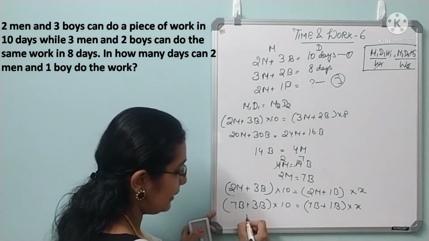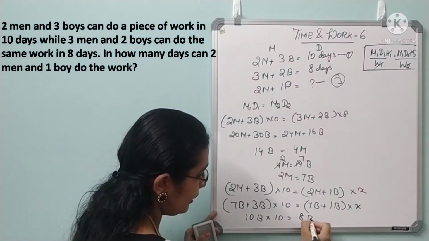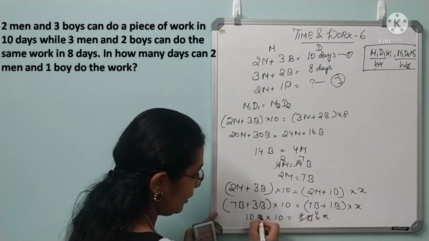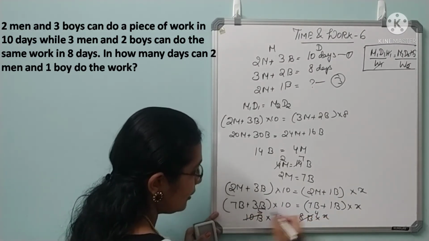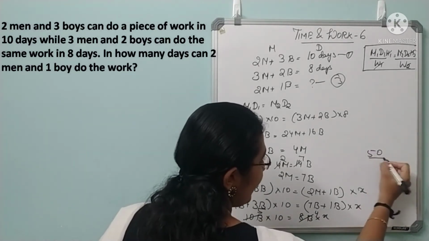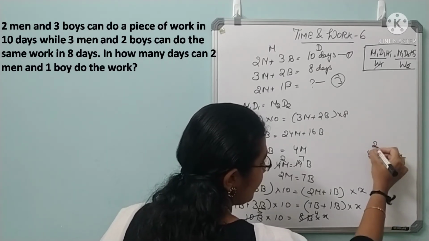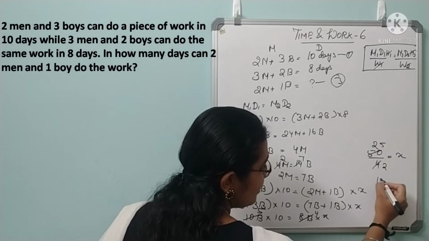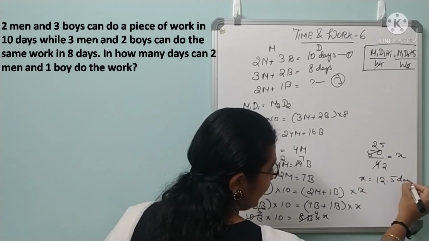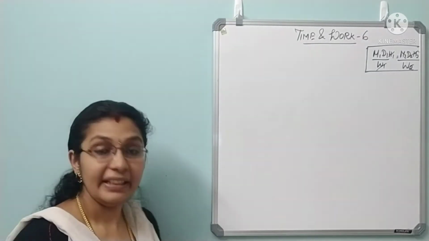Now 7 plus 3, 10b. 10b into 10 is equal to 8b into x, okay. So you can just simplify. 2 4s are 8, 2 5s are 10. Clear? So 50 by 4 is equal to x, right? So 2 2s are 4, 25 by 2 means 12.5, right? So x is equal to 12.5 days. Clear now? Yes. Next question.